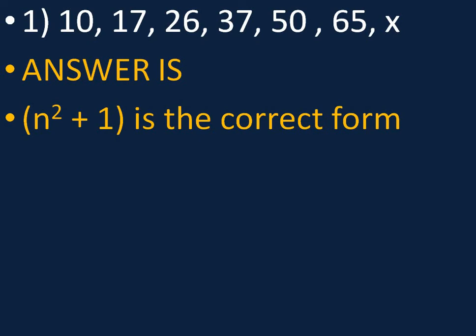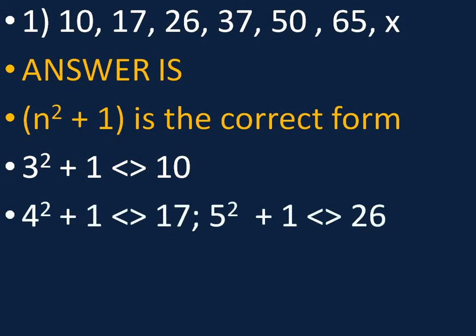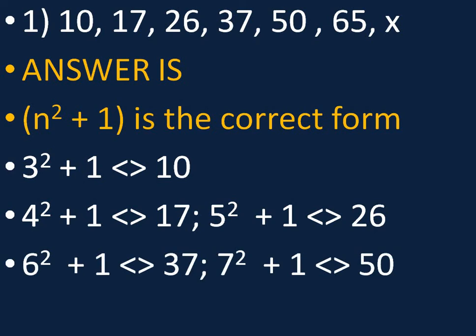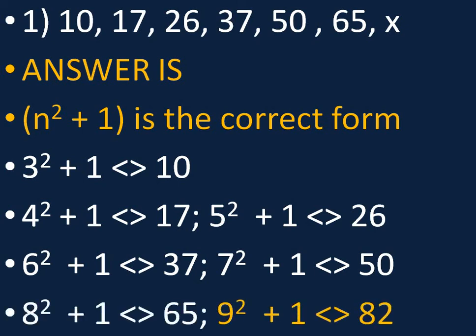So let us see. As we know that 3 square is 9, if we add 1 to the number, we get 10. Likewise, 4 square is 16, and we add 1 and we get 17. 5 square plus 1 is 26, 6 square plus 1 is 37, 7 square plus 1 is 50, and 8 square plus 1 is 65. And finally 9 square plus 1 is 82. So n square plus 1 is the correct form for this question.